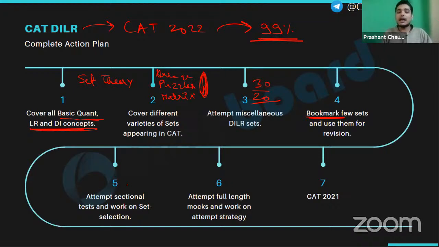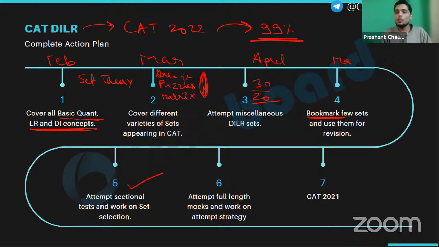Moving ahead to our fifth step: attempt sectional tests and work on your set selection. Now I will also mark the timeline here. So what should be the timeline? The first should be done by Feb, the next by Feb, the next by March, and up to now, this should be April, or let's say May.